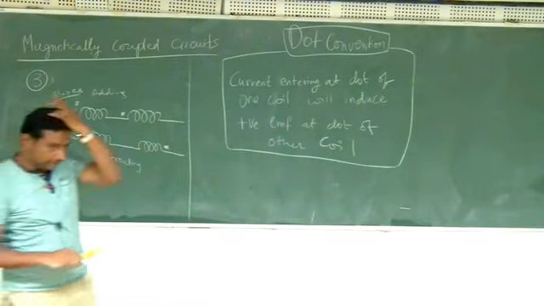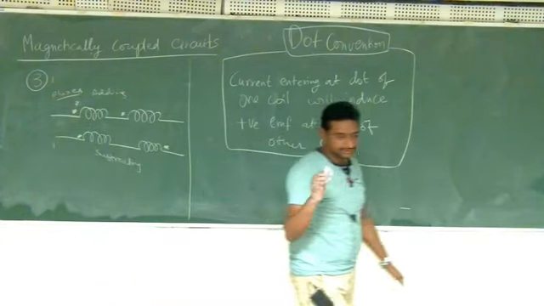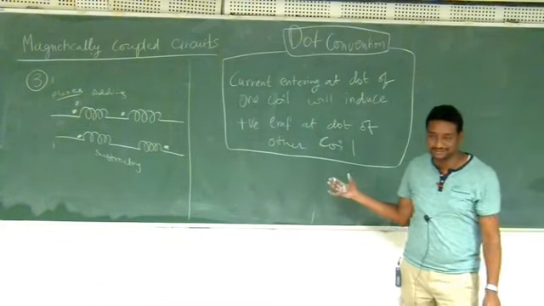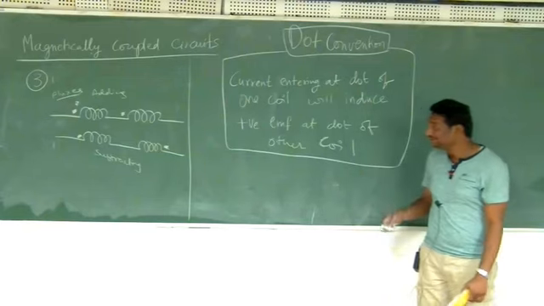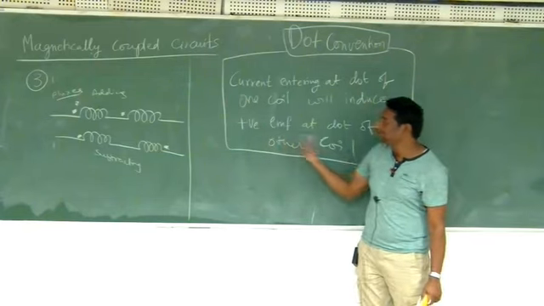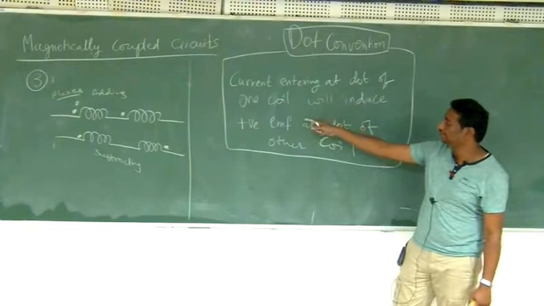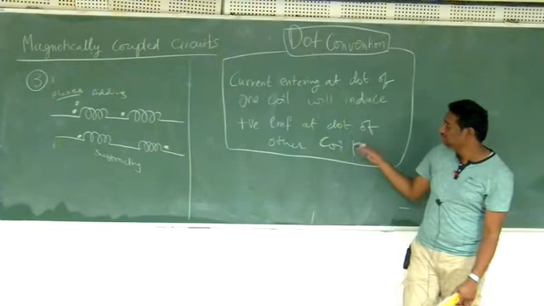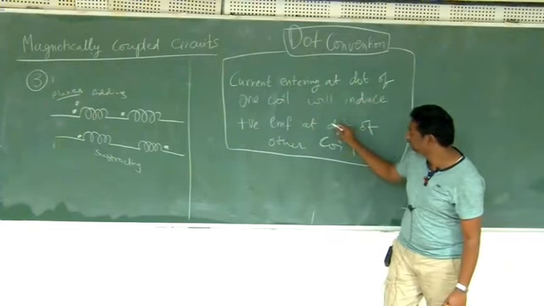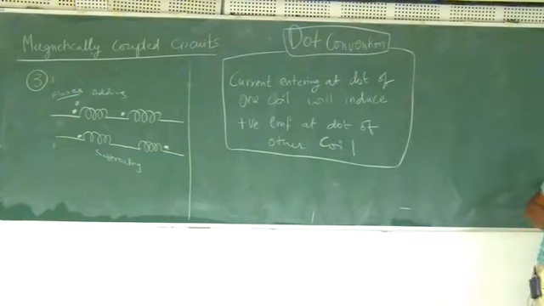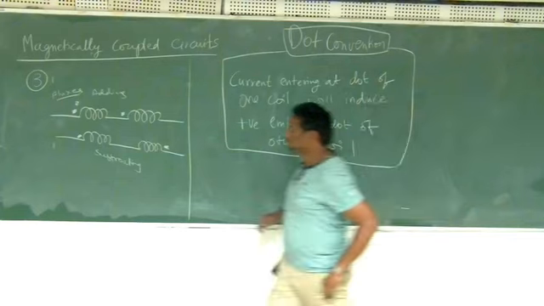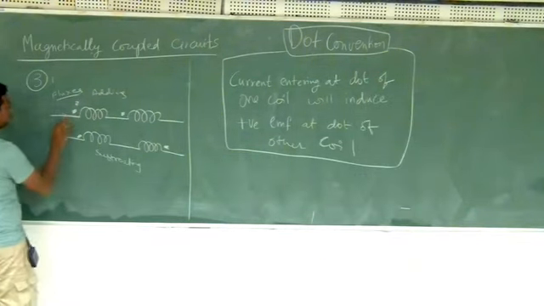So what is happening is, whenever the flux is, we are all discussing the AC circuits, so flux is alternating, the changing flux induces EMF. The sign of that EMF will be like this. Current entering at the dot of one coil will induce EMF at the dot of the other coil. Will induce positive EMF. Okay. So how do you apply it? So now look at the first one.